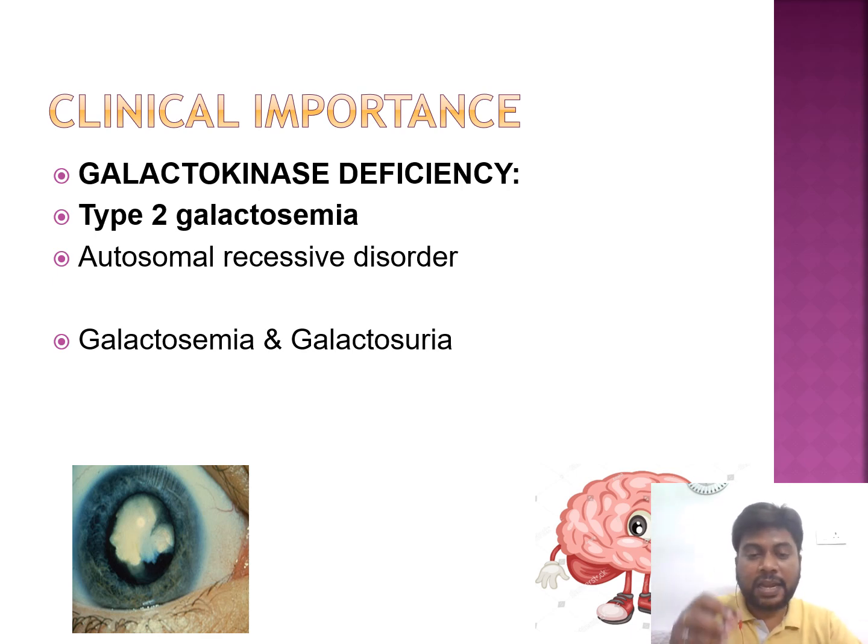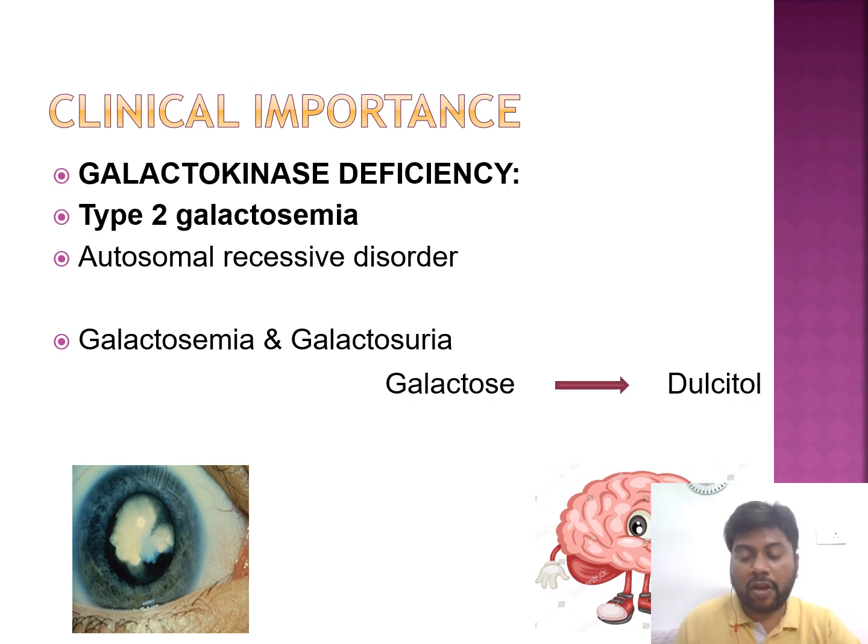Why are the lens and brain cells affected? The biochemical reason is that when galactose accumulates in these two tissues, it is reduced by the enzyme aldose reductase to form its corresponding alcohol called dulcitol. Because of its osmotic property, dulcitol can cause damage to the lens leading to cataract, and damage to the brain cells leading to mental retardation. So these are the two characteristic features you will see in any galactose metabolism disorder.